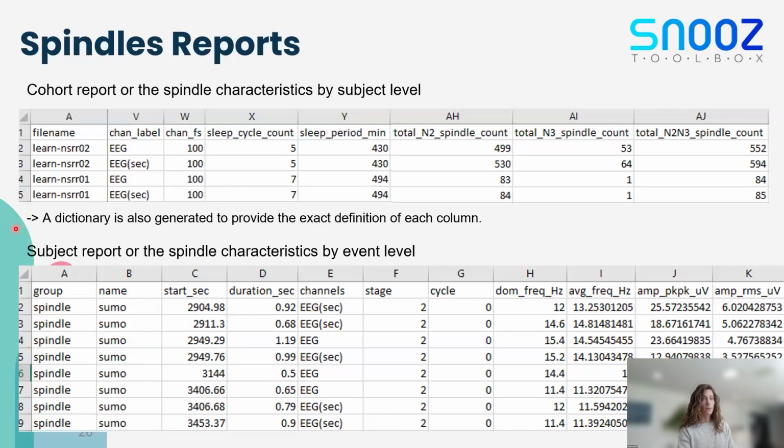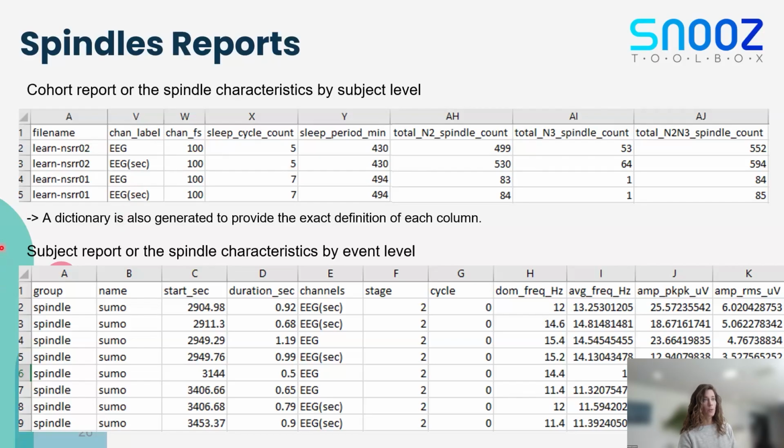This is just an overview of the reports. Those reports are quite long. A dictionary file is also generated to provide the exact definition of each column. So in the cohort report, there is one row per channel for the average characteristics for each channel.